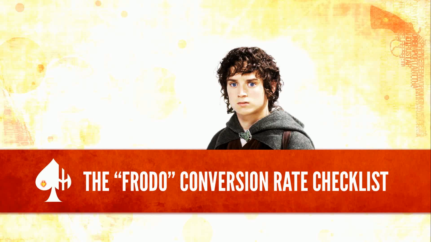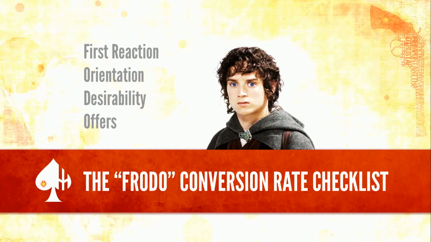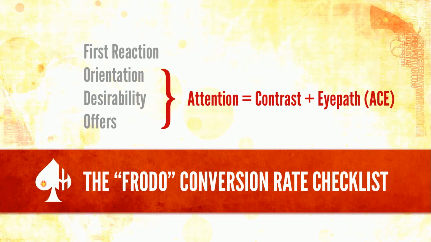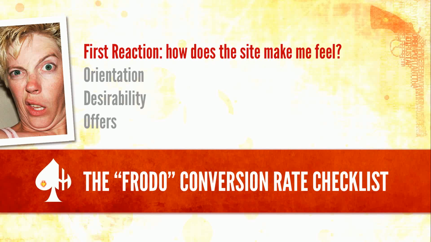As always, we'll be going through the Frodo conversion rate checklist, which stands for first reaction, orientation, desirability, and offers, and not forgetting the all-important Odo, which covers the main elements of the checklist. And of course, remembering that attention equals contrast plus eye path. When it comes to those elements, just having them there isn't enough. They have to get attention in the right order. Let's go to the website now and have a look at first reactions.